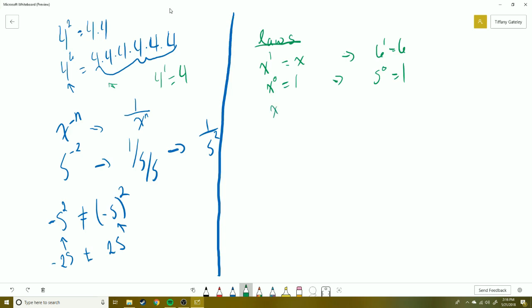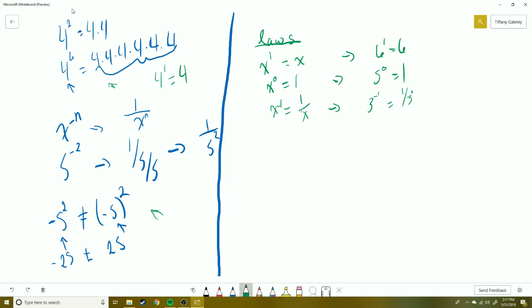x to the negative 1 is 1 over x. And that goes back to our negative exponents that we talked about over on this side. So you have 3 to the negative 1 equals 1/3. Because again, you're just writing this as 1 over 3, because it's still, to the power of 1, technically. So yeah. Next page.